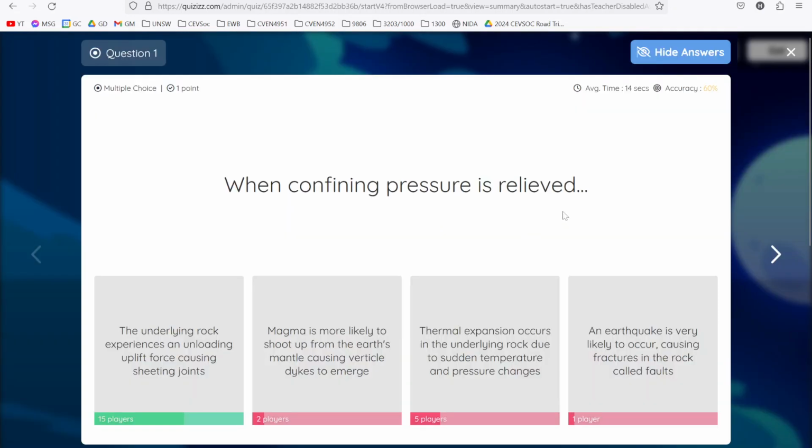Let's review. So basically, I'm going to draw a diagram.